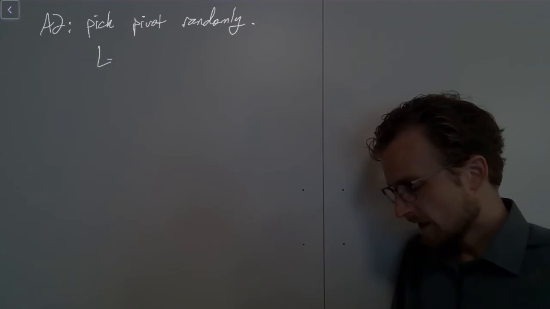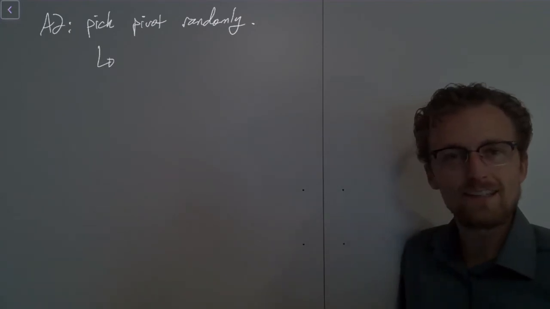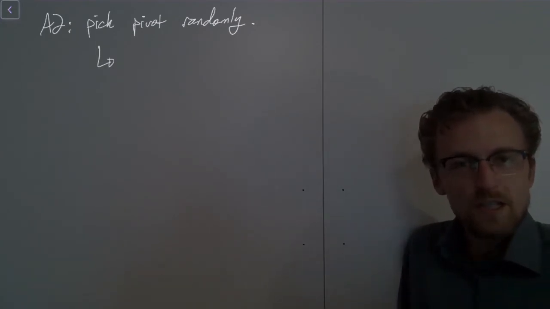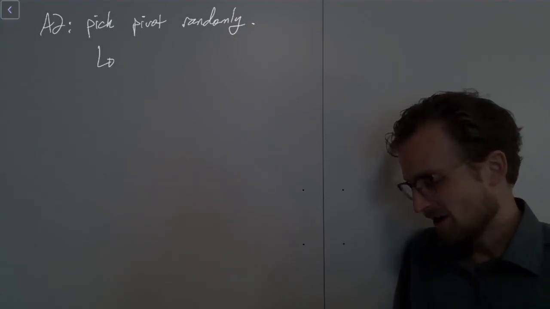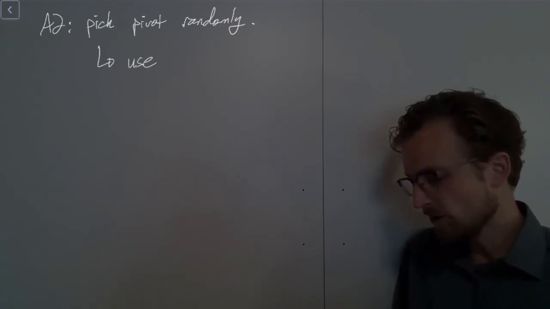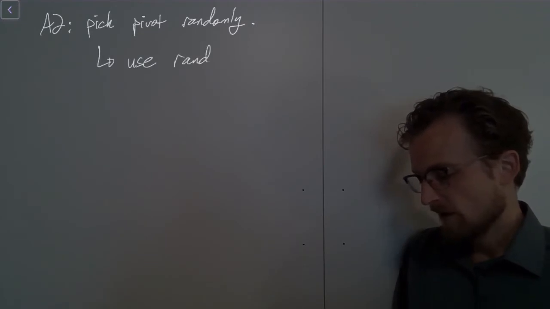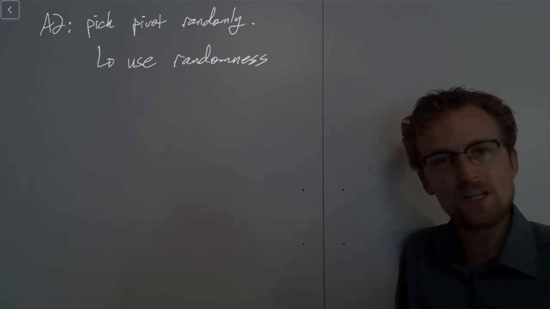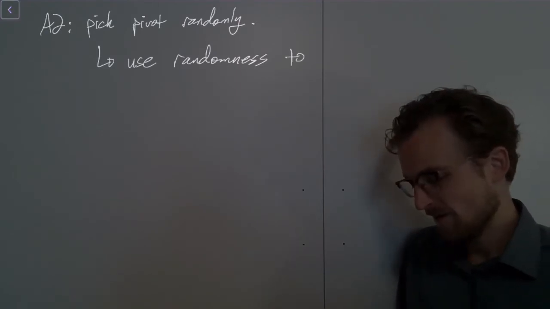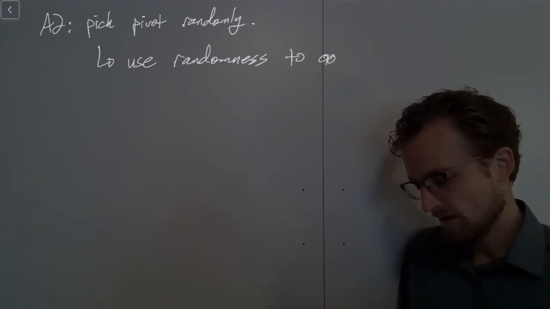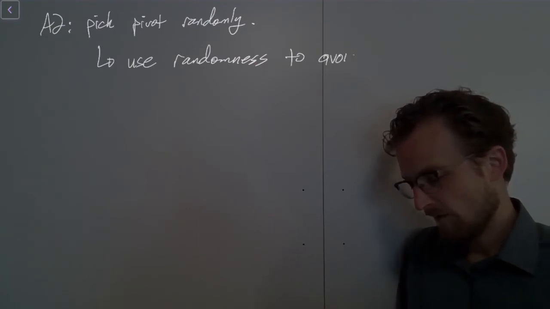So why is picking a pivot randomly a good idea? Well, this makes worst case inputs extremely unlikely. So what we're doing here is we're using randomness, and I like to think of it this way, to foil worst case inputs, to avoid worst case inputs.